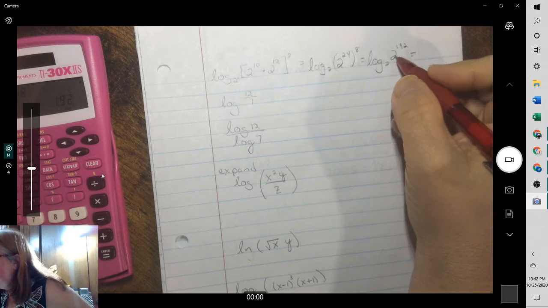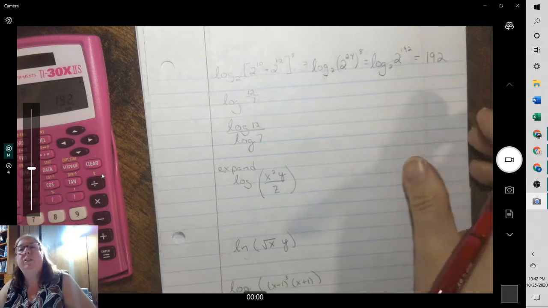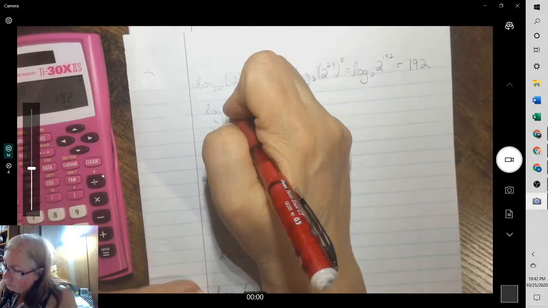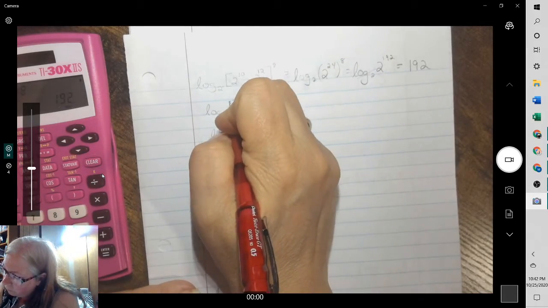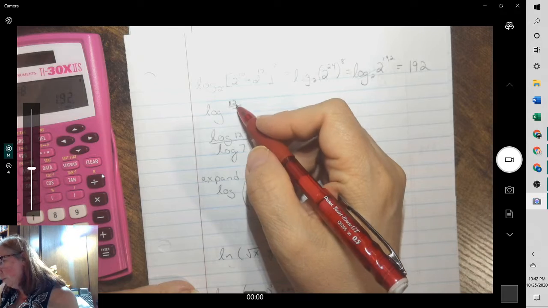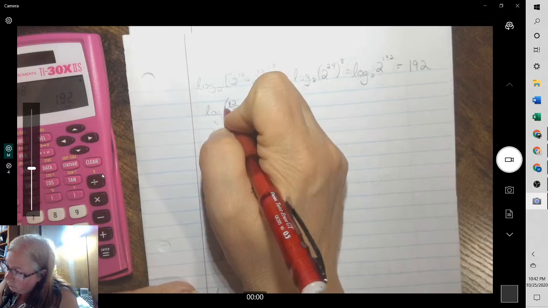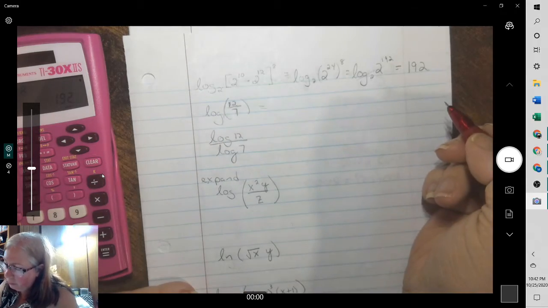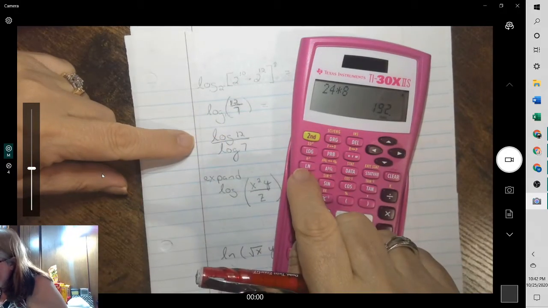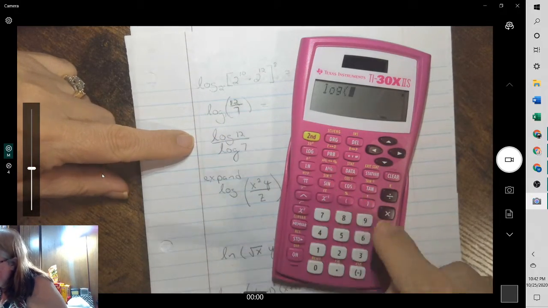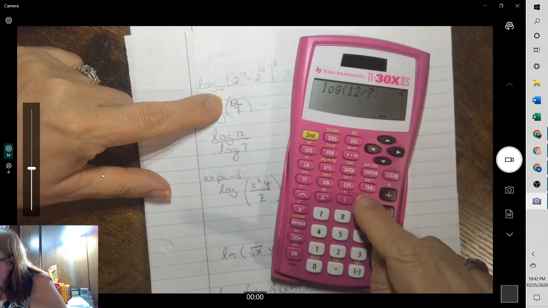And then these are the same bases. You can think of it as canceling. And it leaves the exponent 192. So we have log 12/7. Remember, when it's no base, it's base 10. Now this one, you could just practice plugging it into your calculator. Since it's base 10, log is right above the natural log. And it's 12 divided by 7.